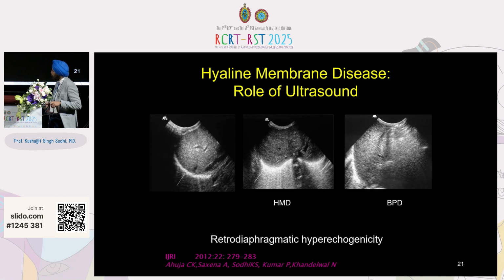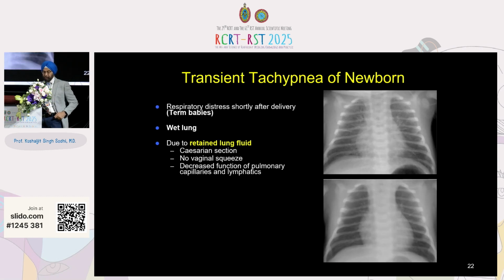Just to illustrate this point, this is how a normal diaphragm would look. This is increased retrodiaphragmatic echogenicity in hyaline membrane disease, and if it persists into bronchopulmonary dysplasia, this becomes more heterogeneous and breaks in between. That's how on ultrasound you can follow up these patients, whether they are going to go back to normal or develop bronchopulmonary dysplasia.